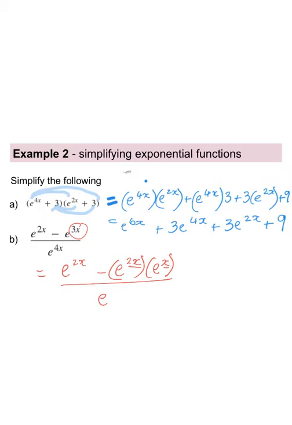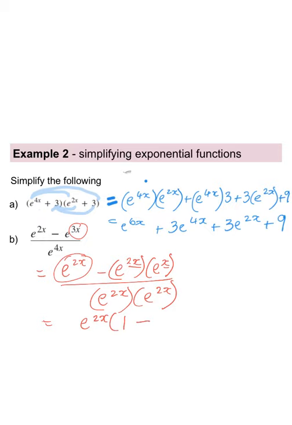Over e to the power of 4x could be written as e to the power of 2x times e to the power of 2x. Again, bases are the same and our indices could be added together to give us 4x. Now, can you see that we've got an e to the power of 2x on the bottom and on the top? So let's take out this e to the power of 2x. And then what are we multiplying this first term by to get e to the power of 2x?